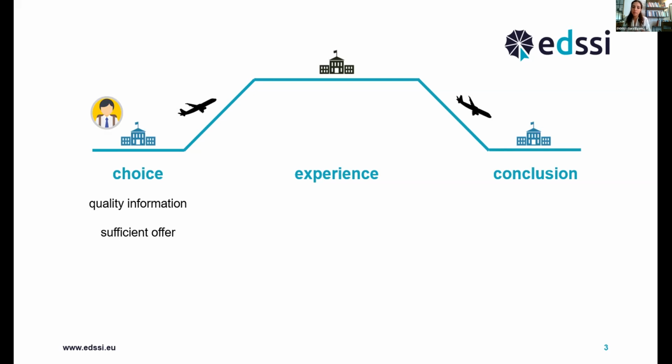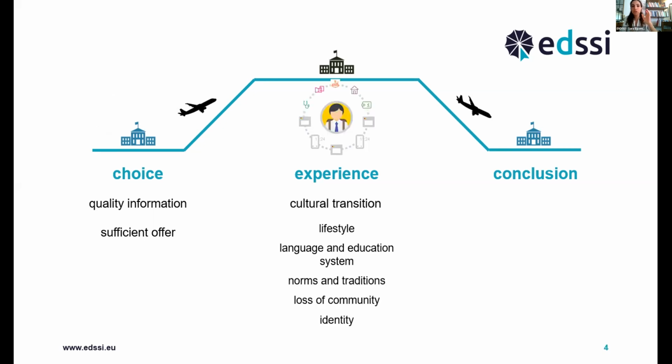So this is why it's important to have quality information available before moving to the destination, but also availability of the offer, especially if we look again at the accommodation service, where there is frequently an insufficient housing offer and very high competition with local students. So student services are very important in this phase, but also during mobility.